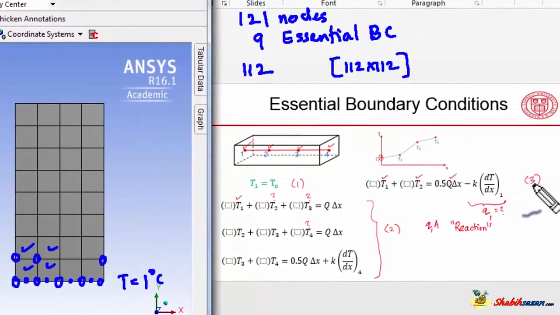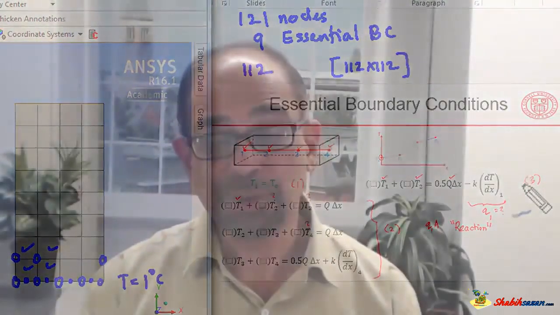We'll do step 3 later on when we go to check the energy balance. Now that we have all 121 temperature values, let's get Ansys to do the post-processing for us.